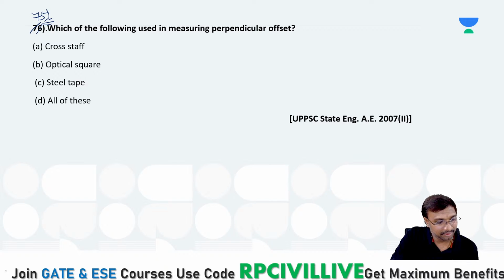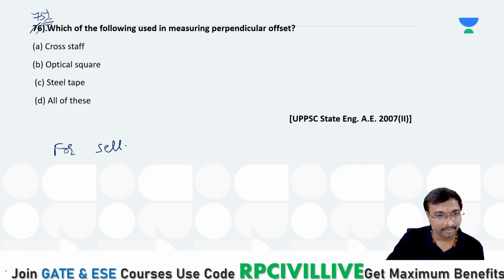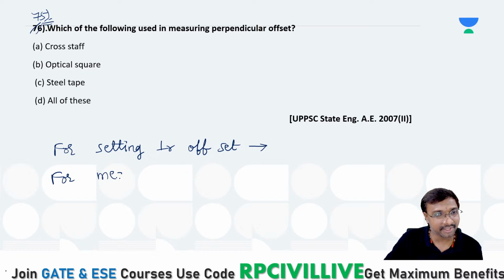You just observe the answer, all of you. Read the question carefully and select the answer properly, all of you. For setting perpendicular offset and for measuring perpendicular offset. Now tell me the answer, everyone.